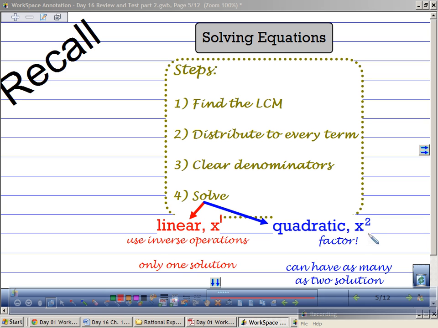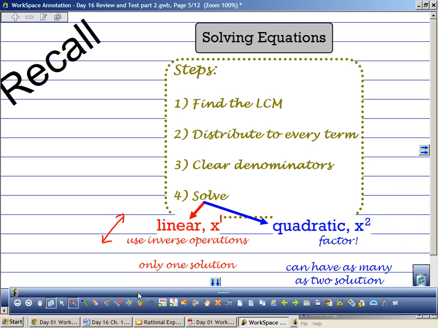You graph this one, it's a straight line. If I graph this one, it would be a parabola, right? A straight line and a parabola.